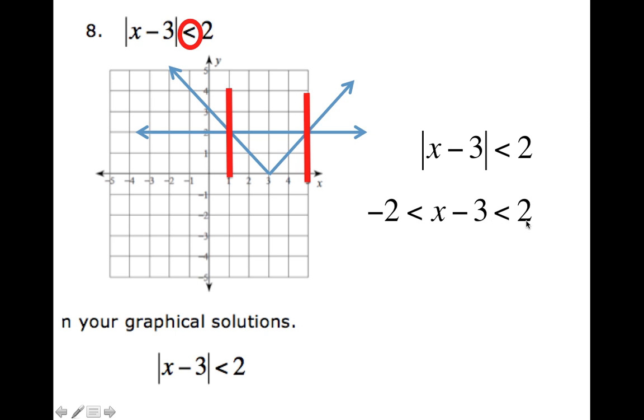Let's solve that. Add 3 on both sides. 1, 5, and that matches our answer in the graph. X goes from 1 to 5. X is greater than 1 but less than 5. It's an AND situation. AND means just one zone, like an overlap, right? So we're right in here. X is between 1 and 5.